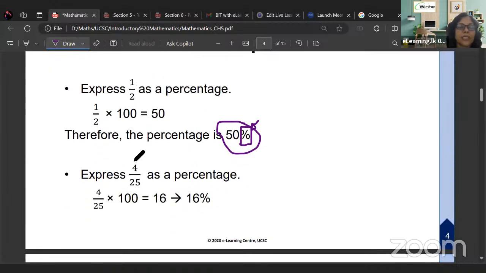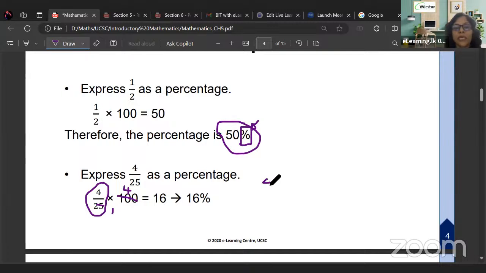You can see 4 divided by 25 as a percentage. You can multiply the fraction 4 divided by 25 by 100. There you have 4 25ths per 100, or if you multiply 4 by 4, then it will become 16. Therefore, you can write it as 16%.